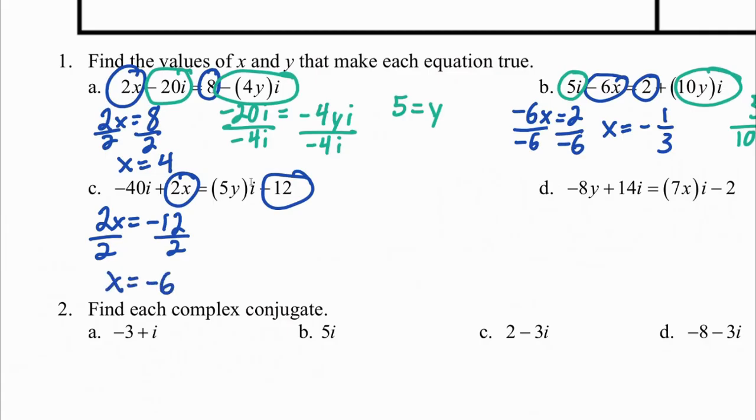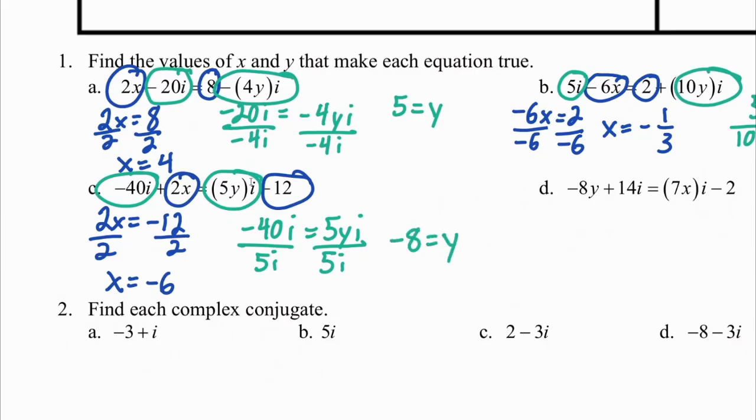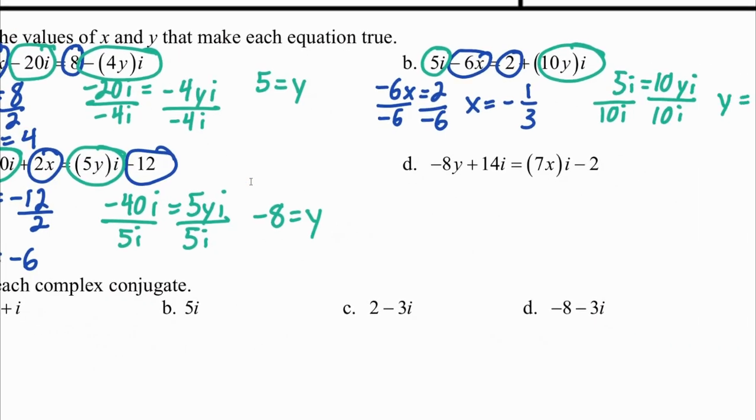And we do the same thing with the imaginaries, the ones that have i attached, right? Because we're setting imaginary equal to imaginary. And we divide by 5i. When we do that, we're going to get negative 8 is equal to y. Alrighty, I'd like you to try D on your own.